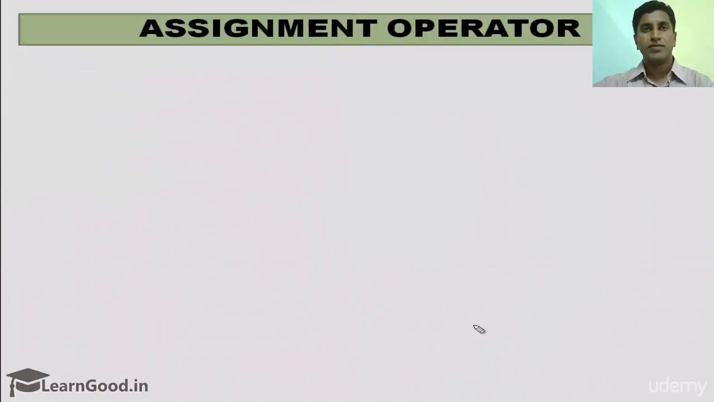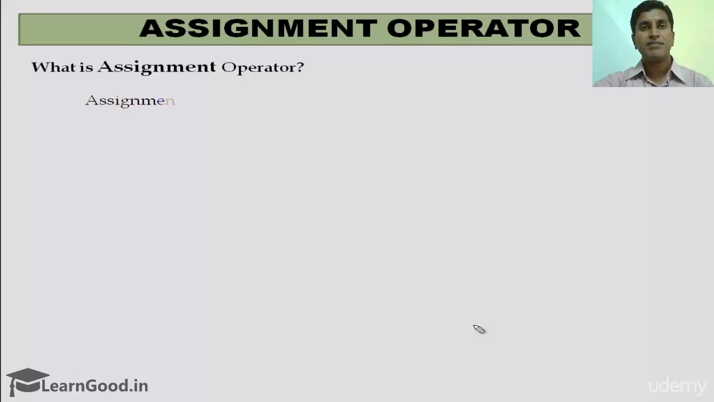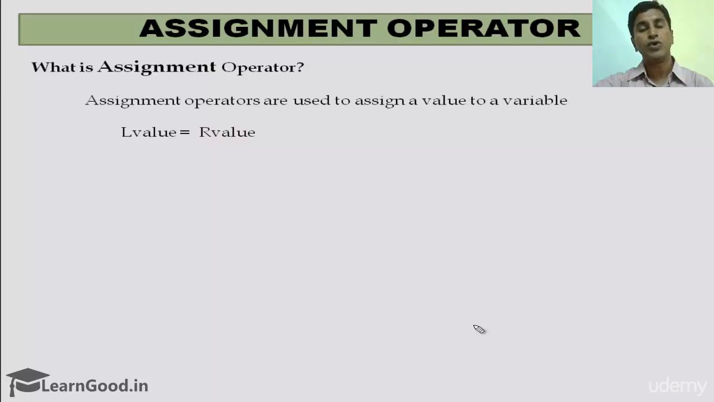Fine. And then next we'll see about an assignment operator. So what is an assignment operator? An assignment operator is used to assign a value to a variable. If you have some variable in random access memory, and you want to assign some value like 10 or 25 to that variable, in that case you will be using an assignment operator.